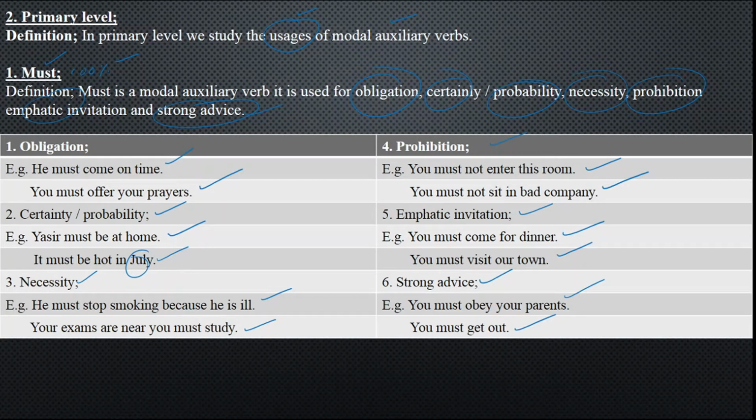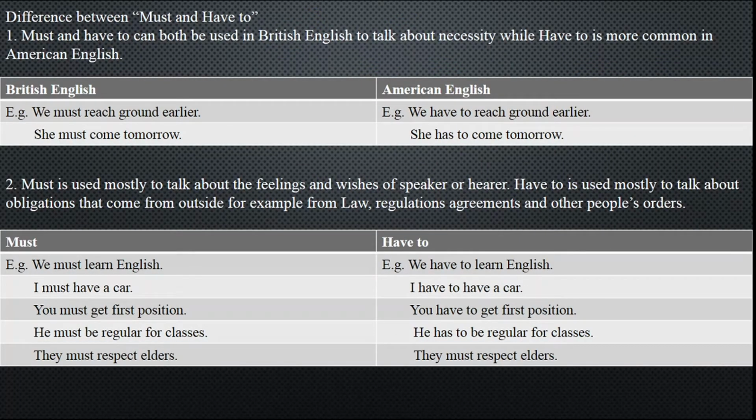There are different topics. Now we are going to discuss the modal auxiliary verb must. So let's begin. The first one is the difference between must and have to.